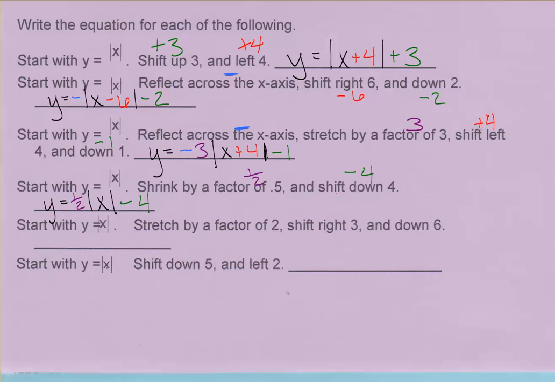And the next one, it's going to stretch by a factor of 2, so 2 up front. Shift right 3, those are my x's, so we're actually going to subtract 3 instead of add. And then down 6, so that means that we're going to subtract 6 at the very, very end. So y equals, and then up front will be a 2. The absolute value of x minus 3, close your absolute value bars, and then minus 6 at the end.